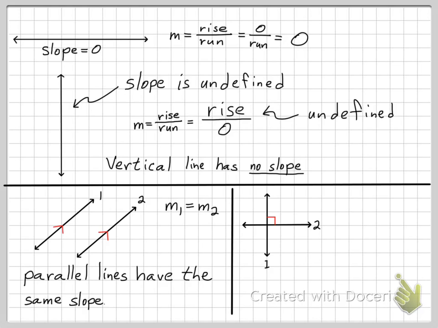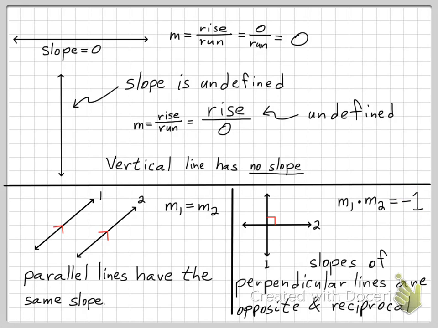What about two perpendicular lines? We have line 1 and then line 2 is perpendicular. We know it's perpendicular because we have that perpendicular symbol there. And what is the relationship between two perpendicular lines? Well, in two perpendicular lines, if you multiply the two slopes together, you get -1. And another way to think of it is that the slopes of perpendicular lines are opposite and reciprocal of each other. Okay, they are opposite and reciprocal of each other, or they multiply to become -1.